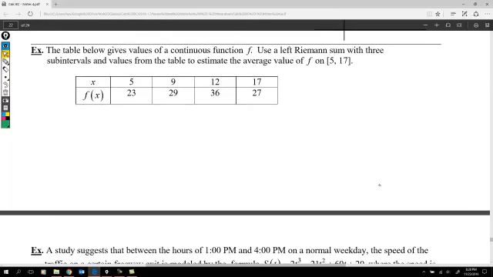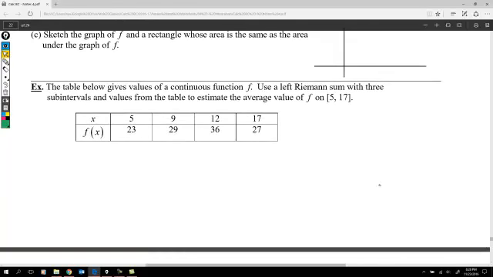Alright, now let's do a table. Let's do a left Riemann sum to find the average value. So, average value between 5 and 17. I would set up my integral like so. Now I don't know what the integral of f of x is, so I have to approximate using a Riemann sum.